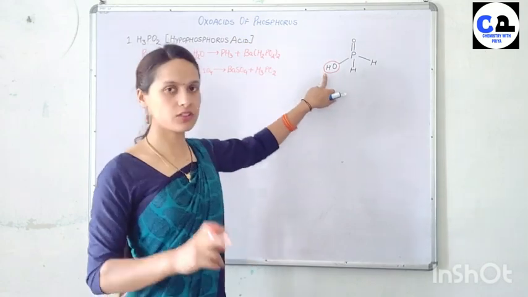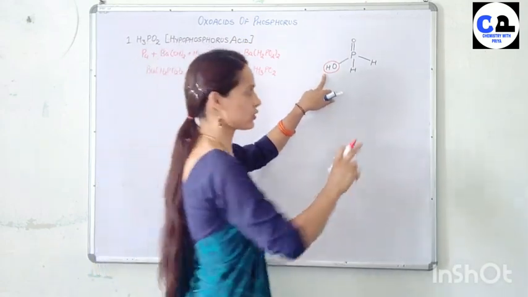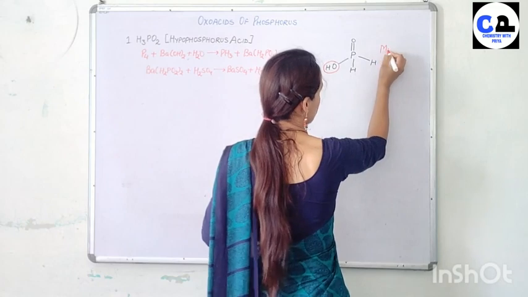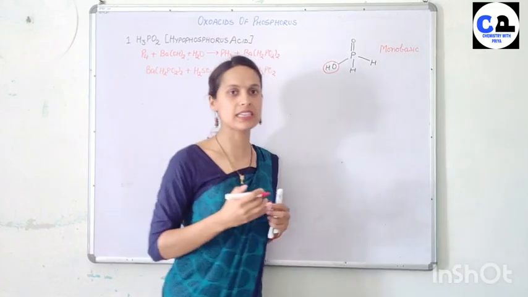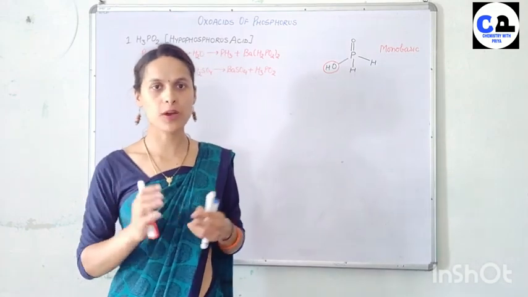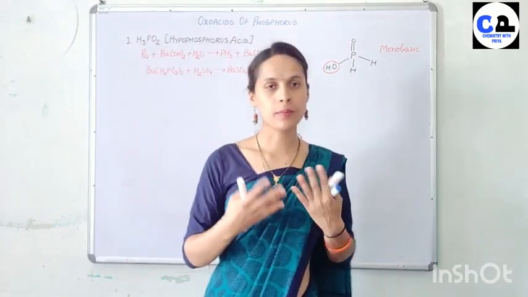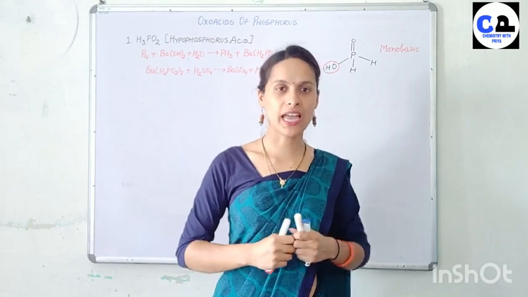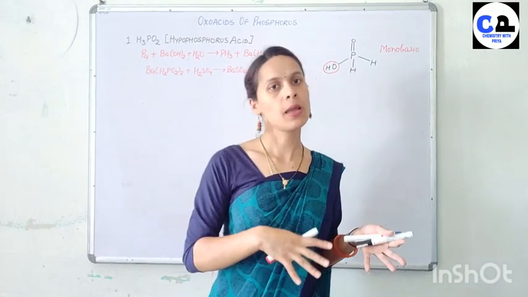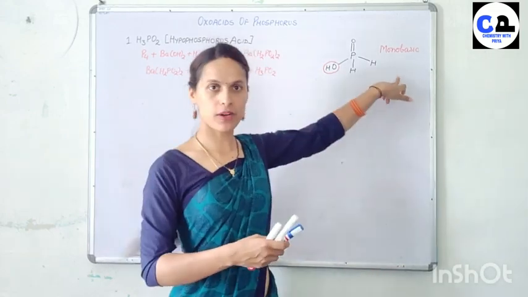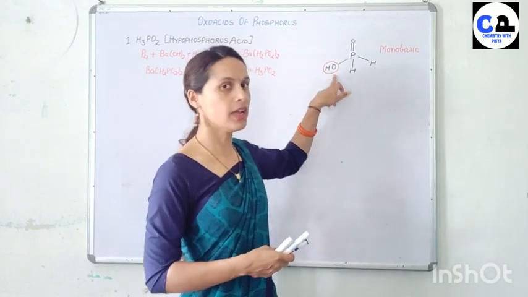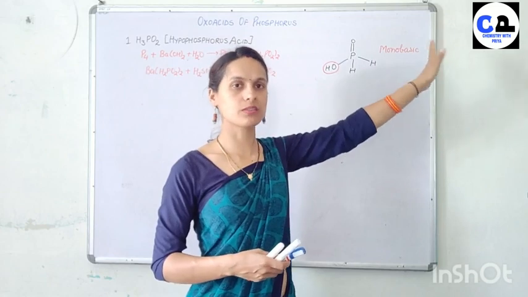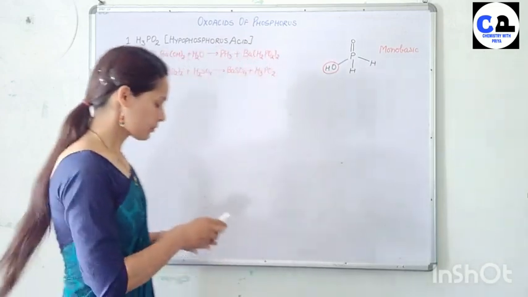And because of the presence of only 1 replaceable hydrogen, it is monobasic, which means its basicity is 1. I hope you all know about basicity: the number of replaceable hydrogen ions in an acid is known as its basicity. So though the number of hydrogen is 3 in this, the replaceable hydrogen is only 1, that's why it is monobasic.